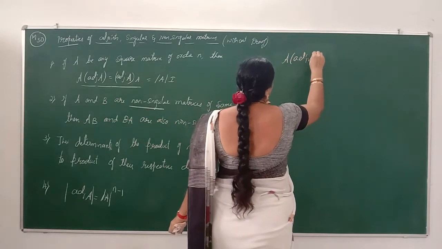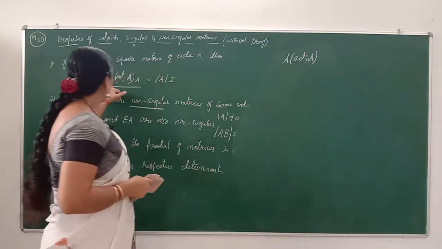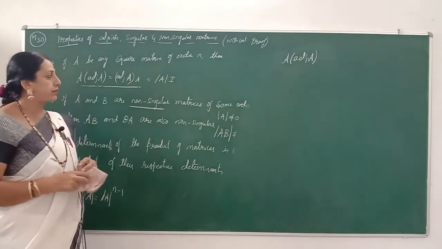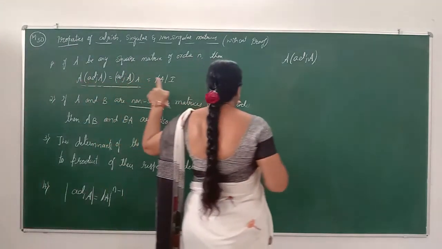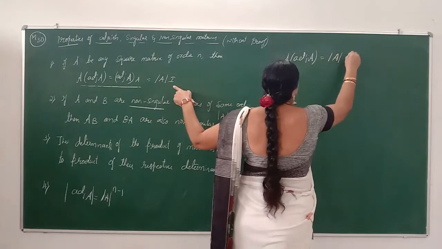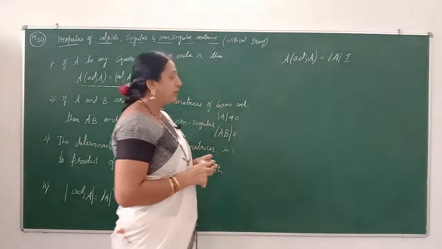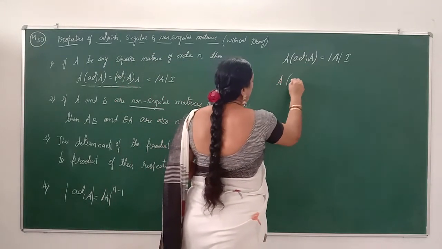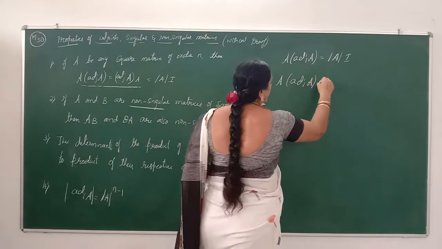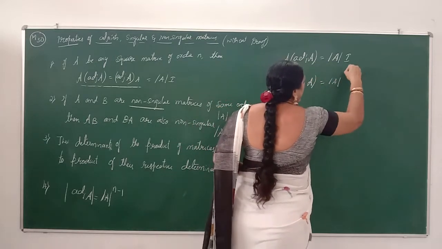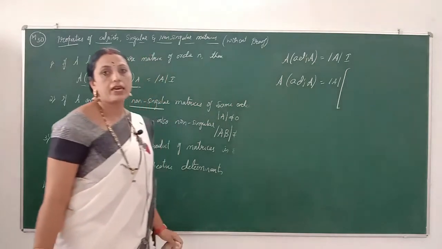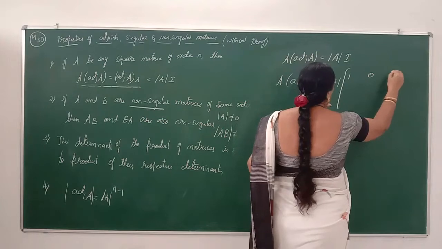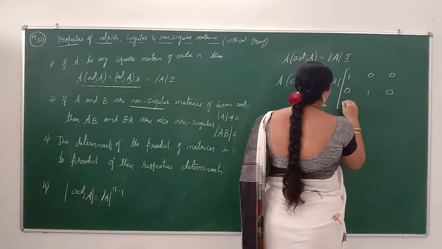We already know the statement of the property of the adjoint: A into adjoint of A equals adjoint of A into A, which is also equal to determinant of A into I. That is, A into adjoint of A can be written as determinant of A into I by using that property. Now first we will simplify the values. A into adjoint of A is equal to determinant of A into I, where I is the identity matrix of order 3 cross 3, that is 1 0 0 0 1 0 0 0 1.